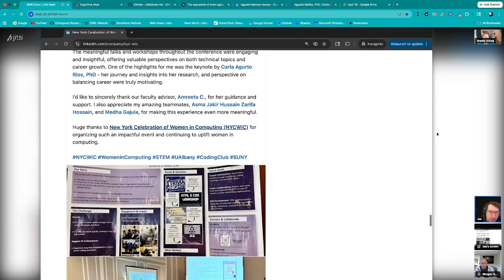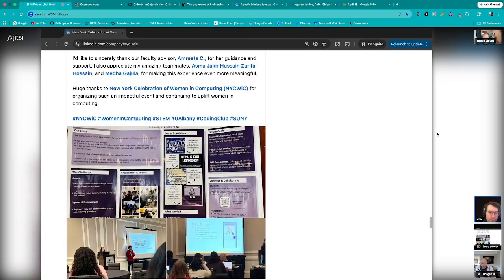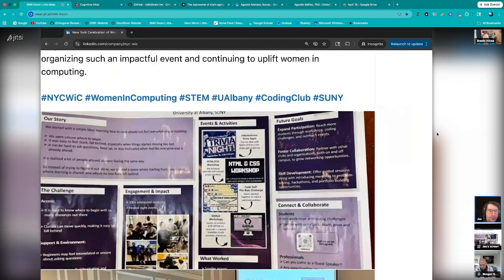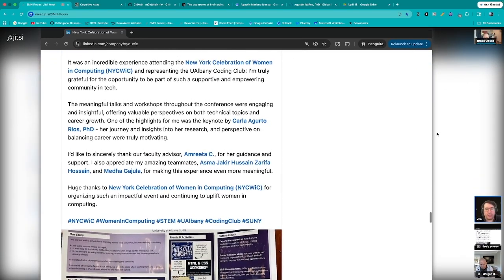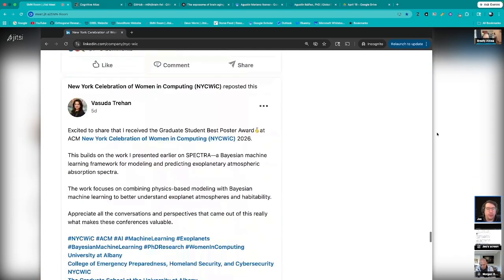What was this one? I can't see what this one is. Anyway, I could just go through all these for like 10 minutes, so I don't know how much more you want to see, but there's just a lot of really cool stuff.